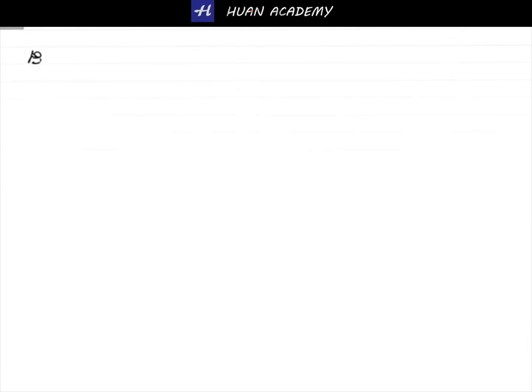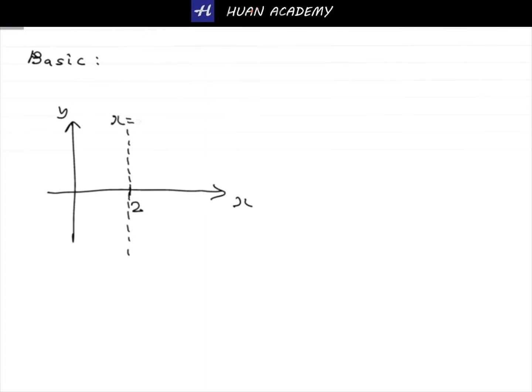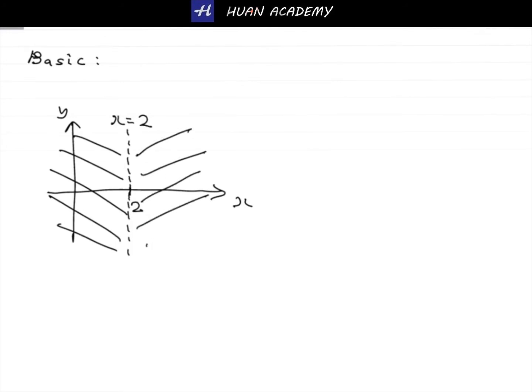Before we start to solve the quadratic inequality, let's talk about the basics first. Suppose we have an x-axis and a y-axis, and there is a point x equals 2. When we draw a line that passes through this point, this line will be x equals 2. This line will divide the whole region into two separate regions: the one at the left is called x smaller than 2, and this region is called x greater than 2.